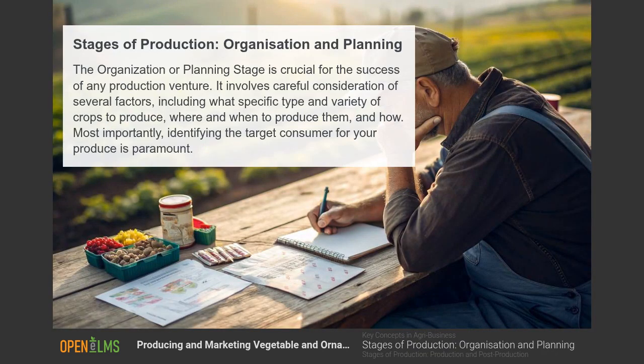Stages of production, organization, and planning. The organization or planning stage is crucial for the success of any production venture. It involves careful consideration of several factors, including what specific type and variety of crops to produce, where and when to produce them, and how. Most importantly, identifying the target consumer for your produce is paramount.